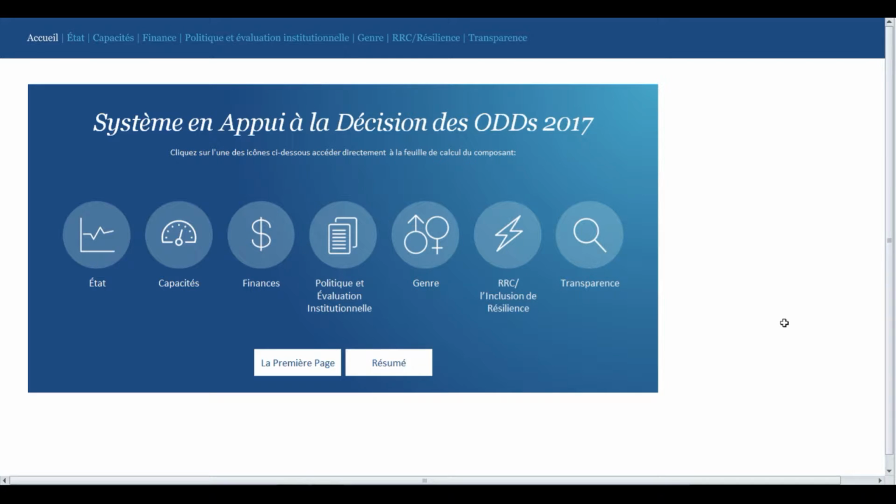This is the home page, and as you can see, we have 7 components, starting with status, and then capacity, finance, policy and institutional strengthening, gender mainstreaming, DRR, which is disaster risk reduction and resilience mainstreaming, and transparency. These are the components that experience shows are policy critical.